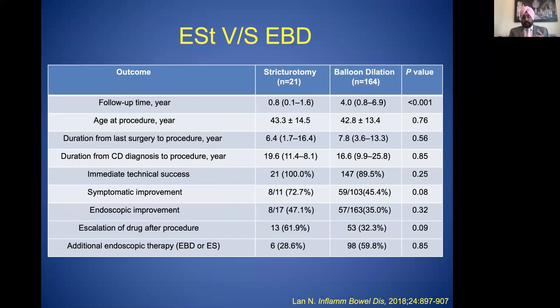How does stricturotomy compare to balloon dilatation? Again, we see there's a significant difference in the follow-up time. Obviously, stricturotomy is a new technique, but again, if you look at the immediate technical success, it is 100% for stricturotomy, approximately 90% for balloon dilatation. Symptomatic improvement in the stricturotomy group is higher than the balloon dilatation group.